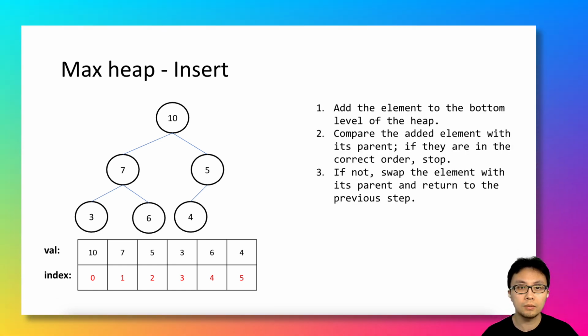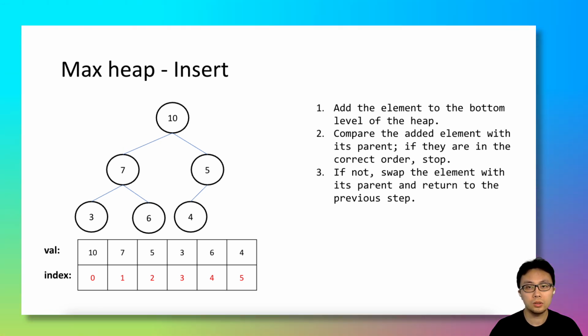First, you will add the new element to the bottom level of the heap, or say the end of the array named data. For simplicity, let's just assume this step is easy to do. We won't worry about whether the data array is mutable or not, or whether it's full or not. We simply assume that it's mutable and this array named data has plenty of space for you to insert new elements into it. Second, you need to compare the added element with its parent.